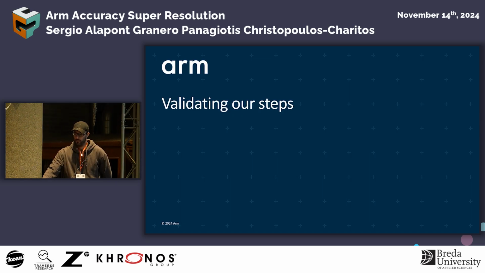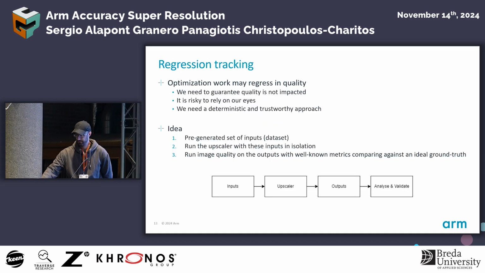But before we dive into the optimizations we did, we'll quickly go through the process we used to validate our steps during this process, because it was really important, and you will see why. Optimizing algorithms and cutting corners, of course, may affect quality negatively. So we need to guarantee that this won't happen. And of course, we cannot rely on our eyes to do so. And for that, we need a better approach.